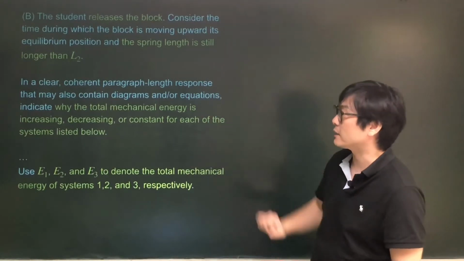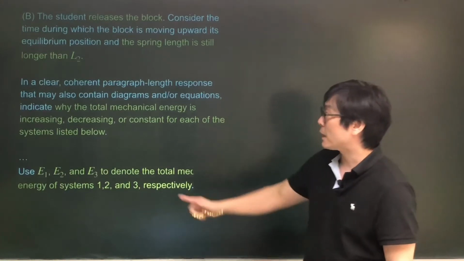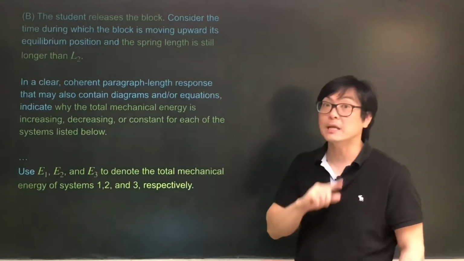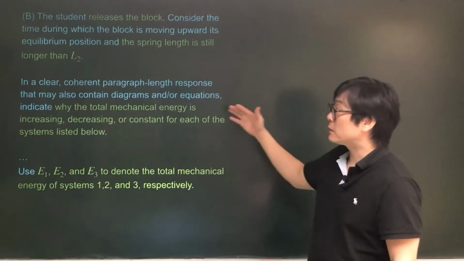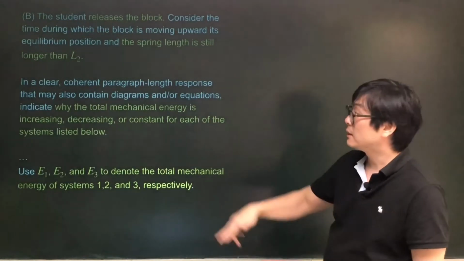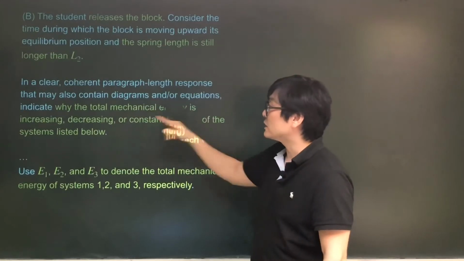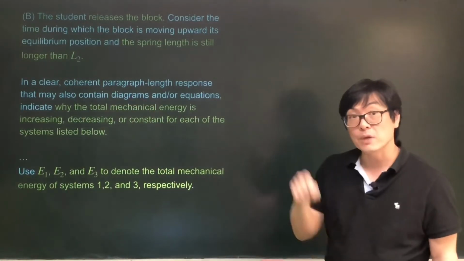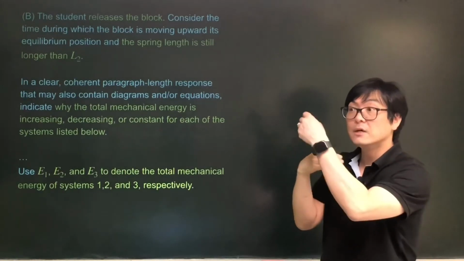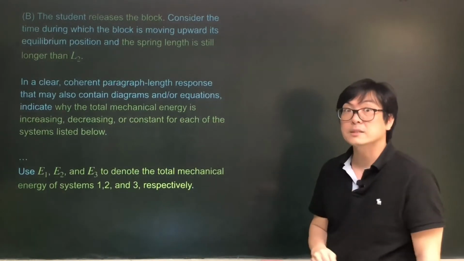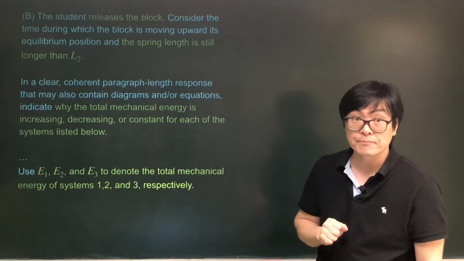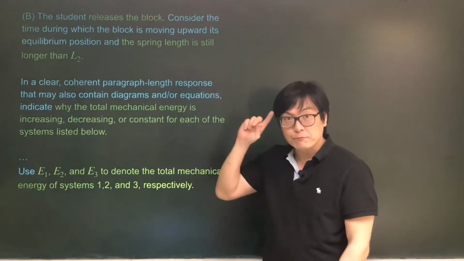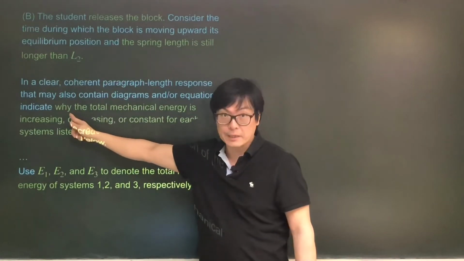But this one, yes, we need to answer about why. So this is an explanation. When you explain this one, we need to explain why the total mechanical energy is increasing, decreasing, or constant for each system. We have three systems, so you will have at least three sentences to explain those things. When you read this, you have to recognize, oh, I have to explain this.